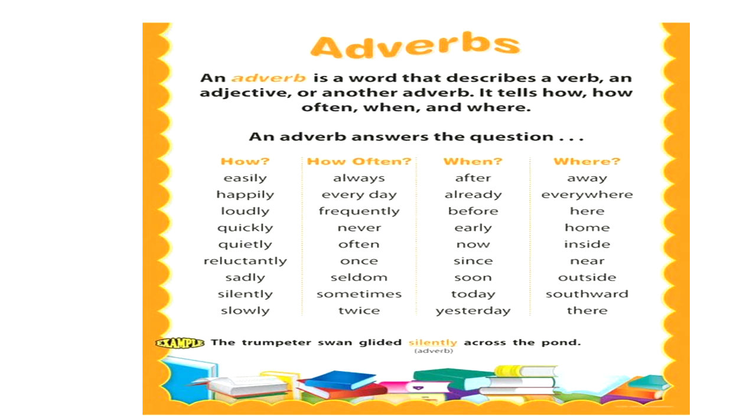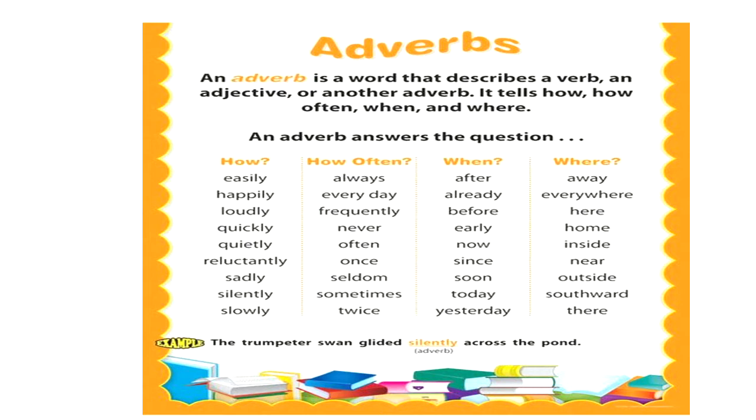What does that mean? Dear children, it means that when we have an adverb, it answers the following questions. How? How means how something is being done: easily, happily, loudly, quickly, quietly, reluctantly, sadly, silently, slowly. How often something happens? Always, every day, frequently, never, often, once, seldom, sometimes, twice.